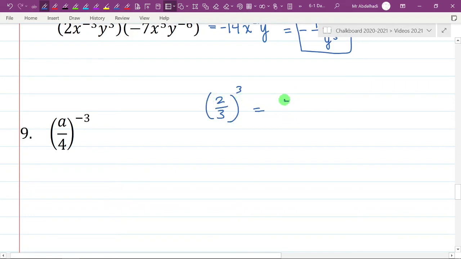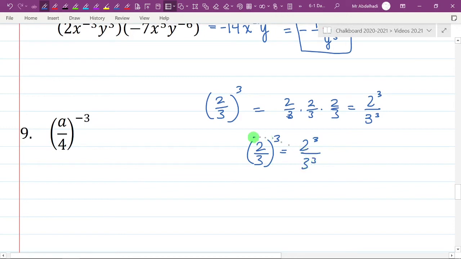What does that mean? It means 2/3 times 2/3 times 2/3, right? And when you multiply them, you get 2 to the third power, because 2 times 2 times 2, and you get 3 to the third power, which is 3 times 3 times 3. So 2/3, a fraction to the third power, is the same as 2 to the third power over 3 to the third power. It's kind of like distributing the power to the top and to the bottom. So now we have this.